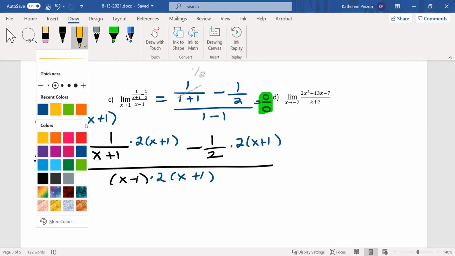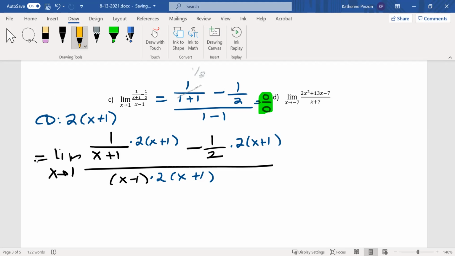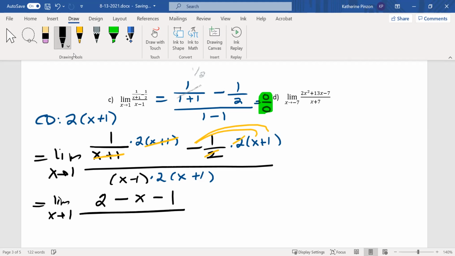Okay, what happens in this first term in the numerator? 1 over x plus 1 times 2 times x plus 1. What happens in this first term? Those x plus 1s cancel out. Perfect. What happens in this second term? Those 2's cancel out. Great. So I get limit as x approaches 1. When I cancel out here, I have a 2. Minus, don't forget this minus, because this minus goes with both of these pieces in here. So minus x minus 1 over, nothing happens in the denominator. I'm just going to keep it all.